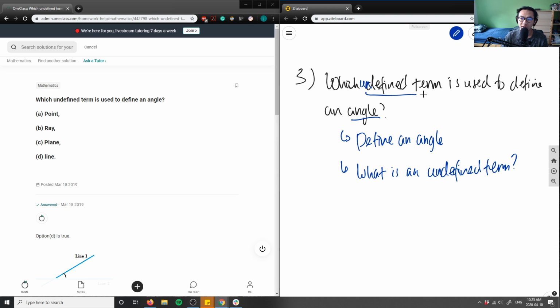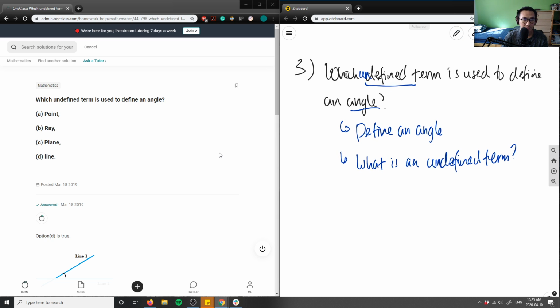So which undefined term is used to define an angle? It's very, very confusing how they phrase this question. But which undefined term is used to define an angle? Then they're given 4 options: point, ray, plane, and line. So how would we solve this problem?